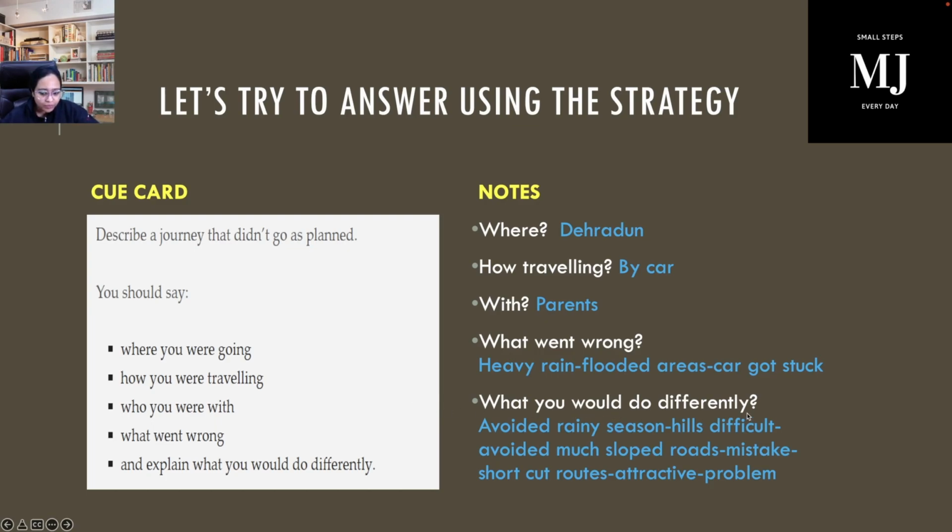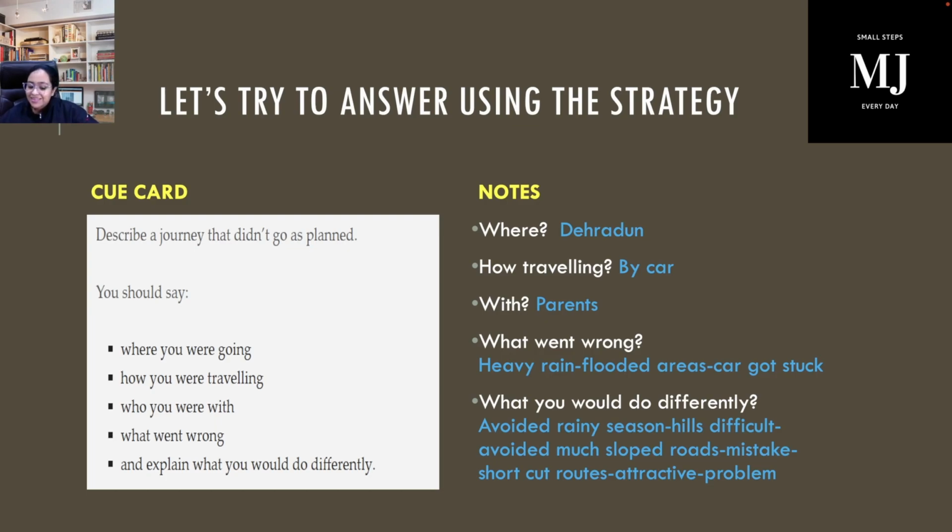Another question. What would you do differently? Again, a descriptive one. So I would have avoided rainy season. So to write this, we can say avoided rainy season, dash, because hills become difficult in rainy season. So hills difficult.